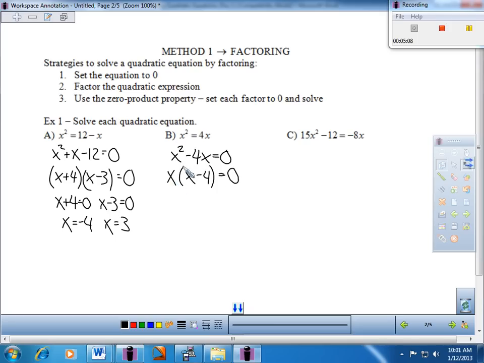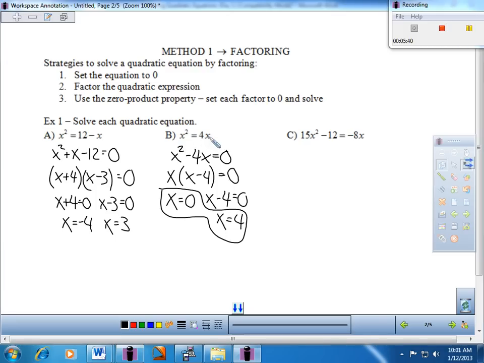Two factors, both set to 0. So let's do that. x, set it to 0. Good to go. x minus 4, set it to 0, and we get x equals 4. And so this one is already solved. There's my solution set. And you can kind of see that 0 has to work here. 0 squared is obviously the same as 4 times 0. So that works nicely. Again, set it to 0 first, then think of your strategies.